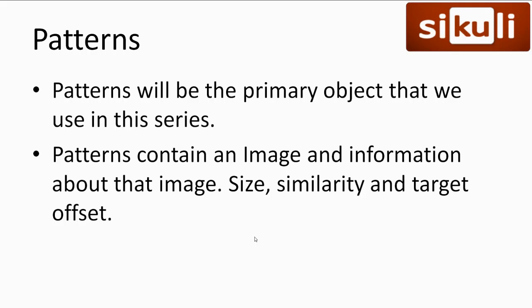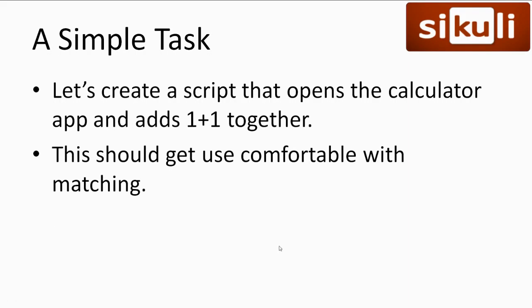The pattern object contains several pieces of information that we'll use in our SikuliX programs. These are an image, the size of the image, a similarity value, and a target offset. For now, you only have to remember that it stores an image. Alright, let's get on to creating something.